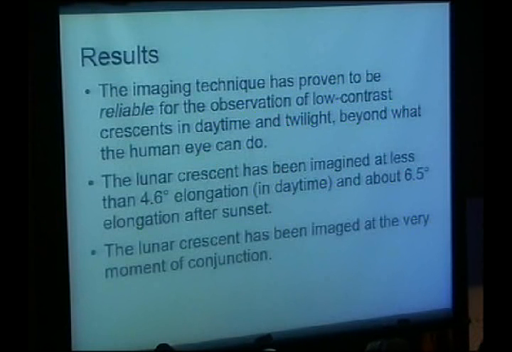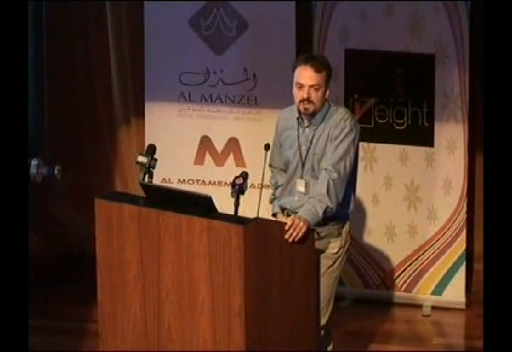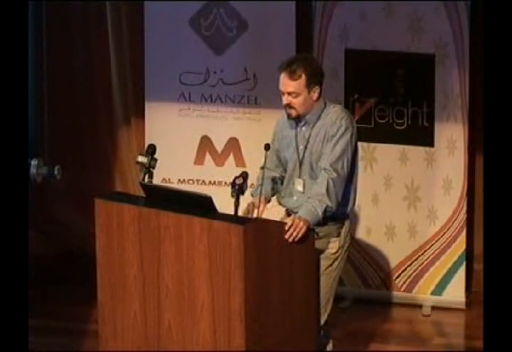Another thing: by using this technique, we have repeatedly imaged the crescent at the moment of conjunction, slightly before, slightly after, or at the moment of conjunction. This shows that there is something to be seen at very small elongations, or at least there is something there. Whether you can see it is another issue, at very small elongations.